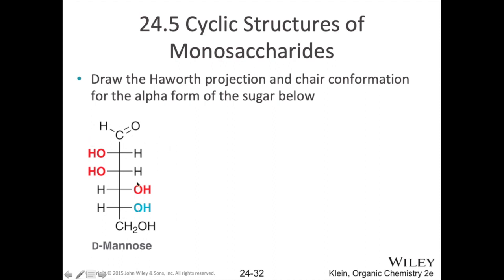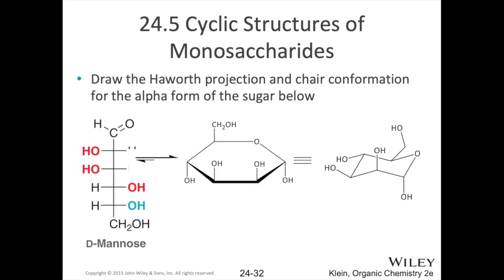And you're going to have basically all of your groups that are on the right pointing downwards, all the groups that are on the left are pointing upwards. Please note the question is asking you to draw the alpha form. So your alcohol group on your number 1 carbon, your anomeric carbon, is going to be pointing downwards, as you can see here. So here's that anomeric carbon. Okay, so there's your Haworth projection of that, and that's good practice.